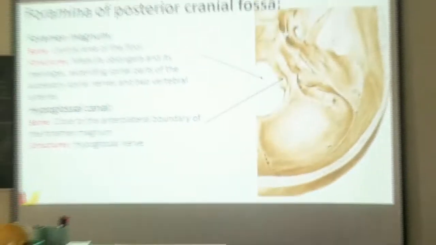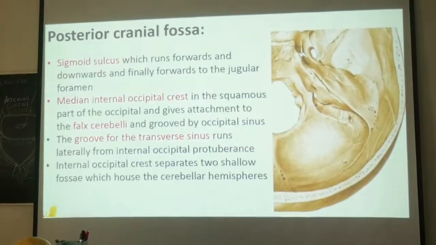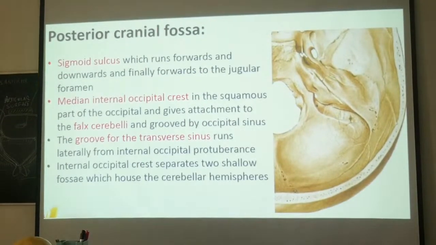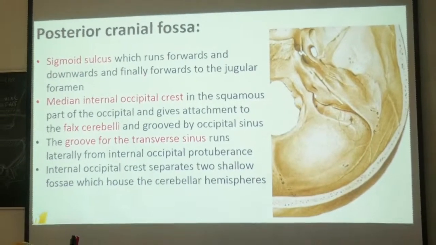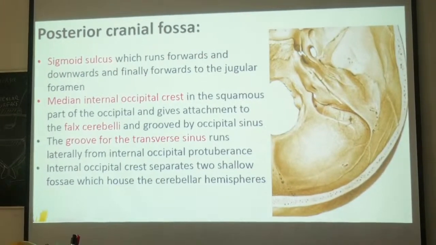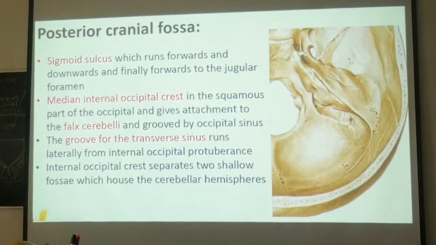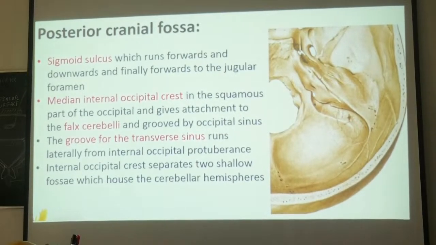Next is sigmoid sinus. Sigmoid sinus runs forward and downward, finally forward to the jugular foramen. Here, the whole of this groove is for the sigmoid sinus.